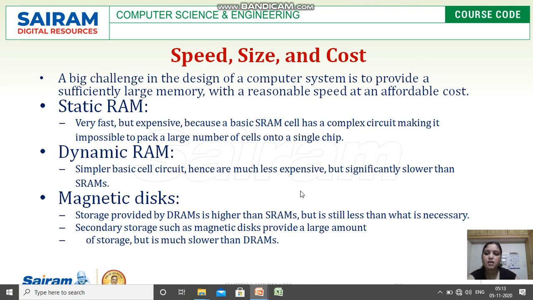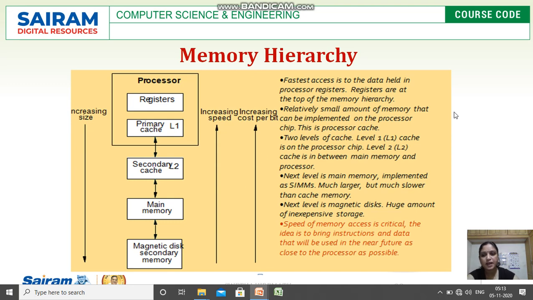This is how we can go with this, and here we have the memory hierarchy. The processor consists of registers and primary cache. We have cache in two levels, L1 and L2. L1 is present within the processor and the secondary cache is present outside the processor, and below that we have main memory, and below that the magnetic disk secondary memory. These are arranged in increasing size of memory, whereas in reverse, they are arranged in increasing speed and increasing cost per bit.